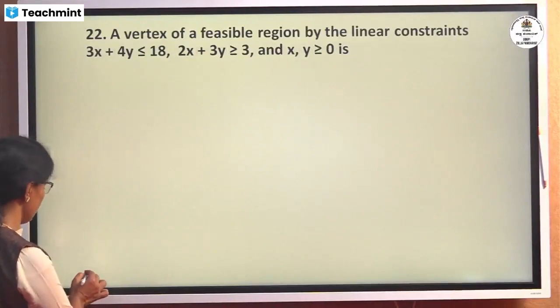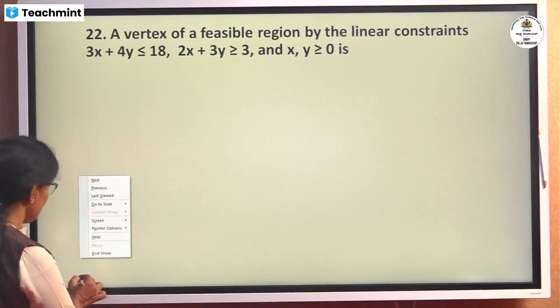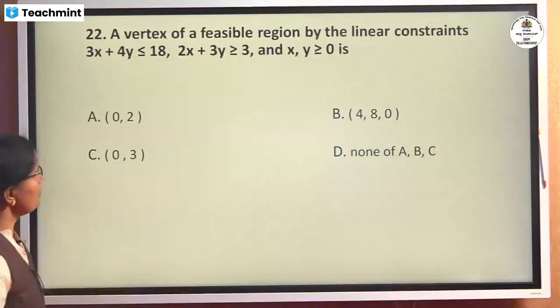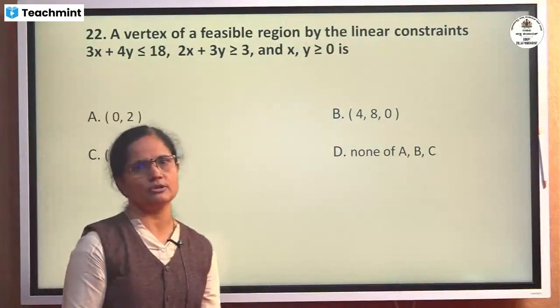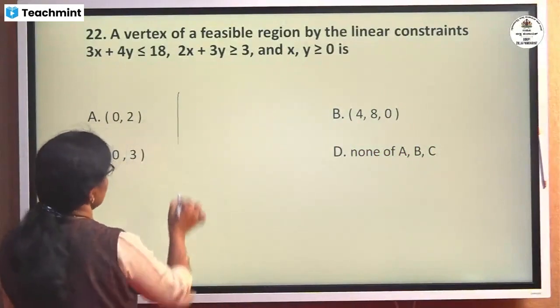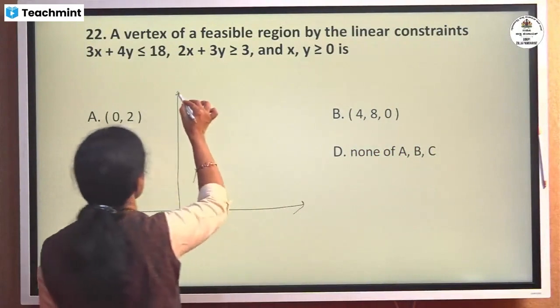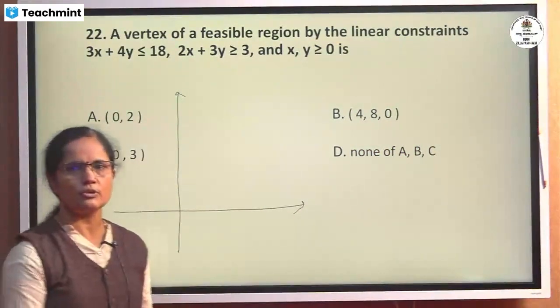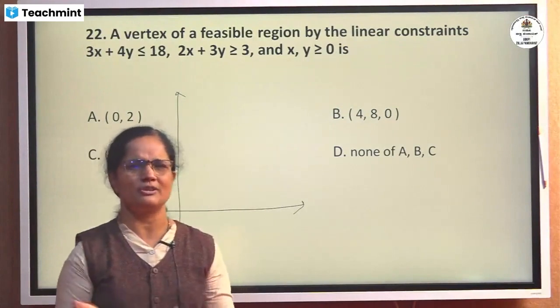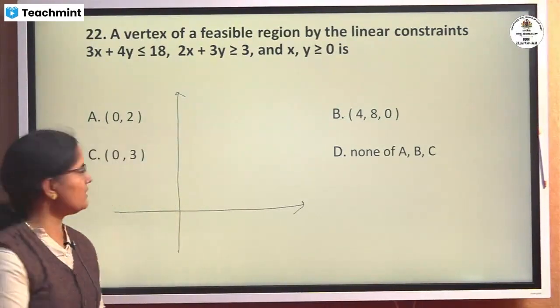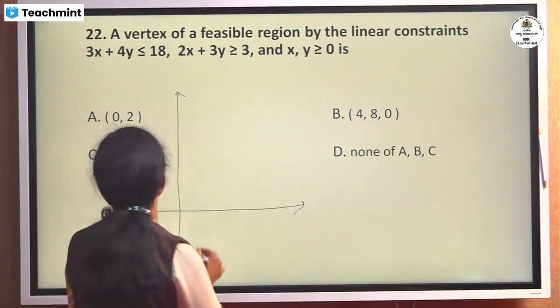Okay, let me go further. Next question and the options. Before going to the options, let me go for the solution. Here also, you need one graph. Otherwise, you can't answer the question. The points are given: (0, 2), (4, 8). (0, 0) is obviously out of choice. (0, 3) is that. None of A, B, C is that. I will draw the graph.